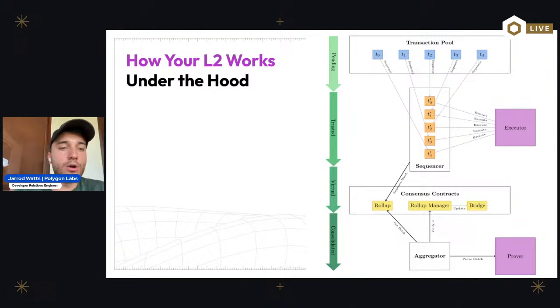Once it's reached the smart contract, that's where we reach this third state, this third green arrow here, called virtual state.